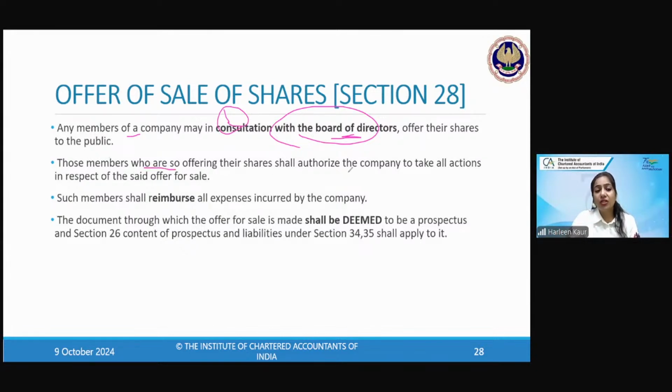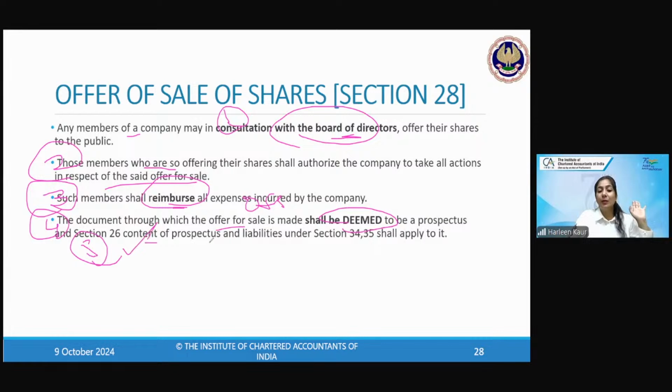The members who are offering their shares shall authorize the company to take all the action. So they're allowing the company: company, please go and sell my shares to the public, I'm giving you all the opportunity, you can take all the necessary steps. Point number 3, all the expenses have to be reimbursed by the members. Who will reimburse the expenses? Members will reimburse. Whatever the company spends for selling your shares to the public, it will get reimbursement from the members. And point number 4, the document used for offer for sale, that is OFS, is deemed to be the prospectus. Point number 5, Section 26 will become applicable, and liabilities under Sections 34 and 35 will become applicable to this OFS document.